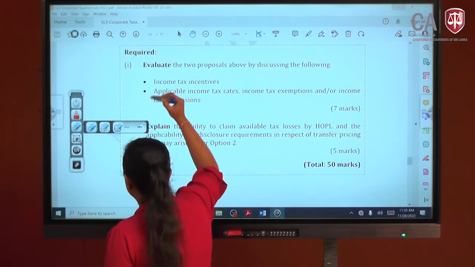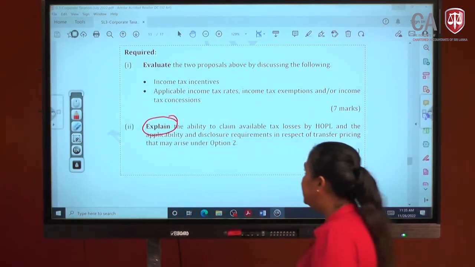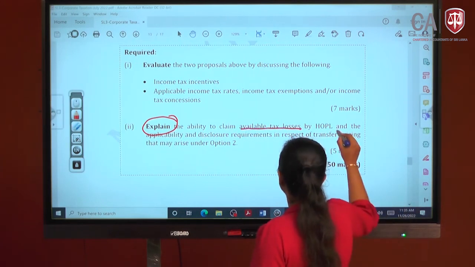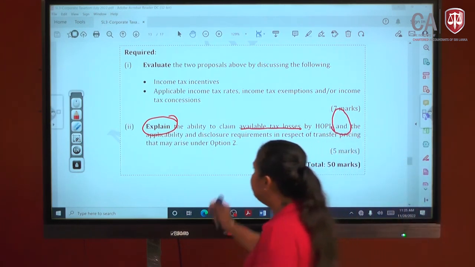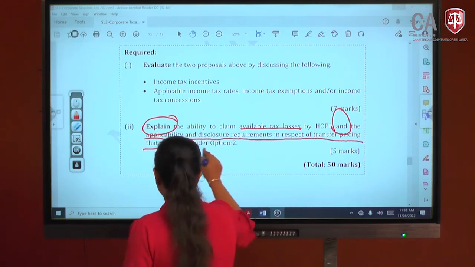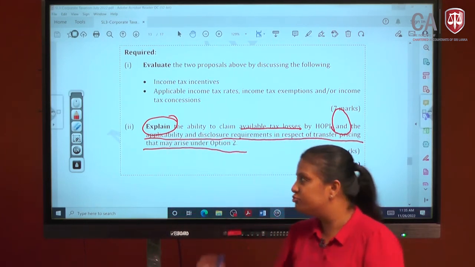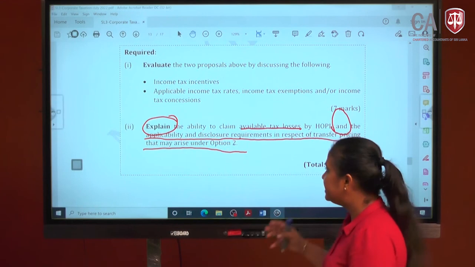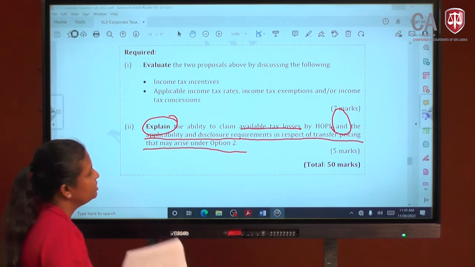What has it asked? The action verb is explain. Explain the ability to claim available tax losses by HOPL, divided into the sub-requirement, and the applicability and disclosure requirements in respect of the transfer pricing that may arise under option 2. Okay, there are two requirements. Let me first come to the first one and explain. First one, explain the ability to claim the available tax losses.